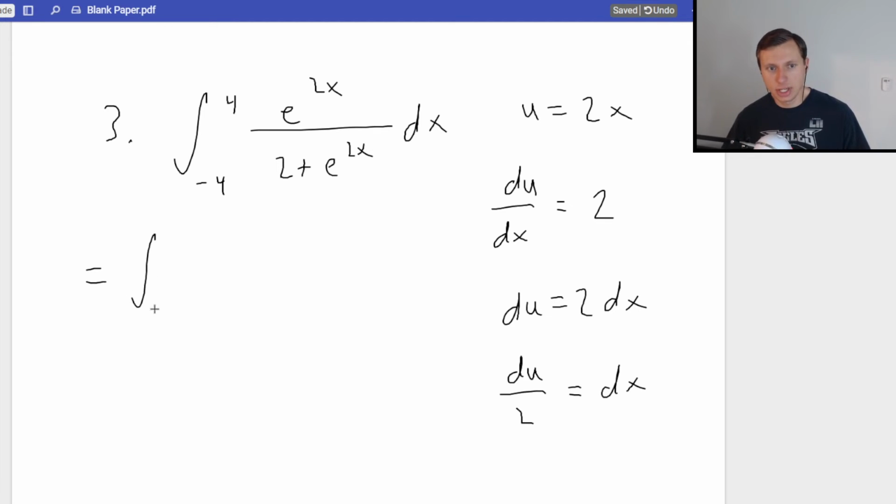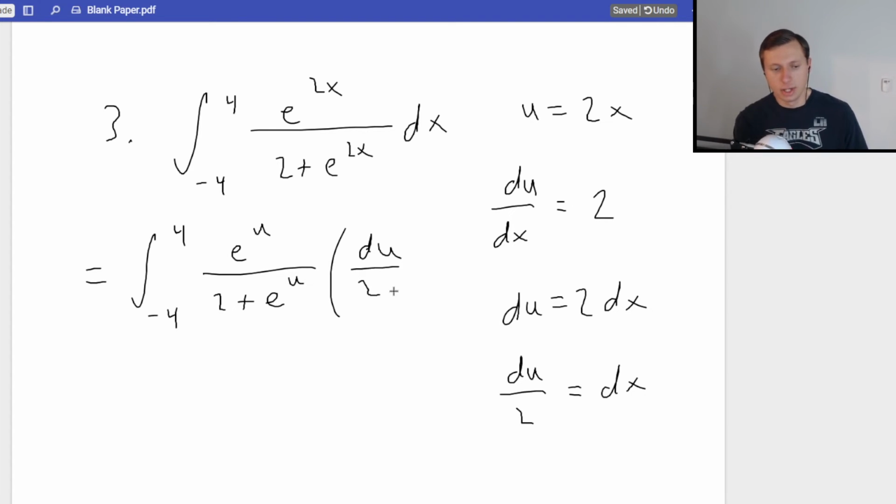So this is equal to the integral from negative 4 to positive 4. In the numerator, I have e to the u. In the denominator, I now have 2 plus e to the u. And then dx just got replaced with du divided by 2. Notice, nothing canceled, but that's not a problem as long as, do I have any x's here? No, I don't have any x's. So I'm good so far.